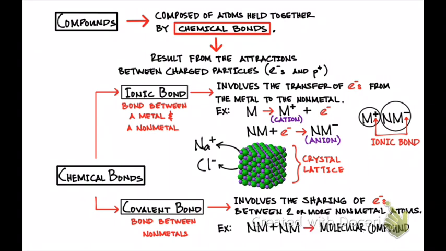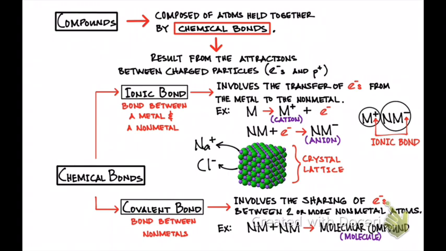So there's a lot of examples of compounds that utilize covalent bonding. Compounds that utilize covalent bonding are known as molecular compounds. So you have a bunch of nonmetals that are bonded together via covalent bond, and you get a molecular compound. And another word for molecular compound is covalent compound, or the more well-known term would be molecule.